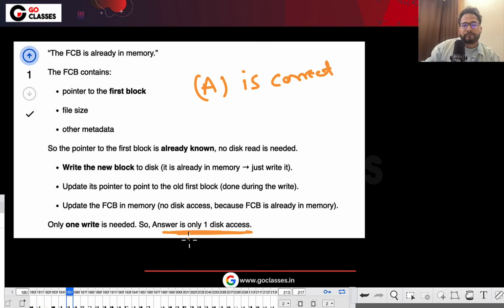Understood? See, so everything is written here, that update is pointer. That is in the main memory, and then you have to just write it.